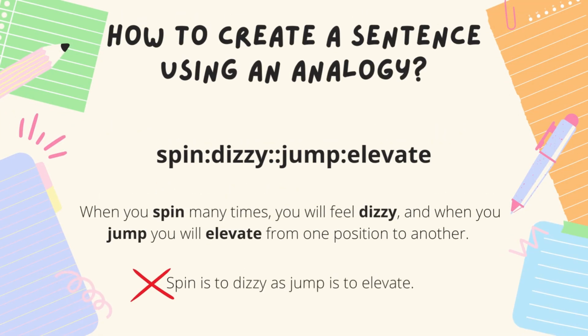How to create a sentence using an analogy. Let's use this analogy. Spin is to dizzy as jump is to elevate. One possible sentence that we can make out of this analogy is this. When you spin many times, you will feel dizzy. And when you jump, you will elevate from one position to another.